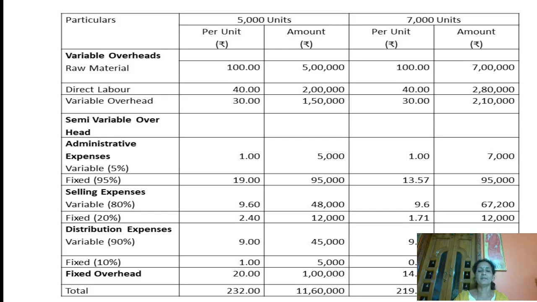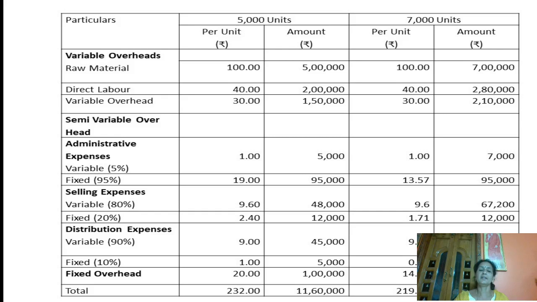So raw material work is over. We have found out what will be the raw material cost, which is 100% variable. Next, similarly, direct labor also varies with the number of units manufactured. When the number of units increases, cost also increases.